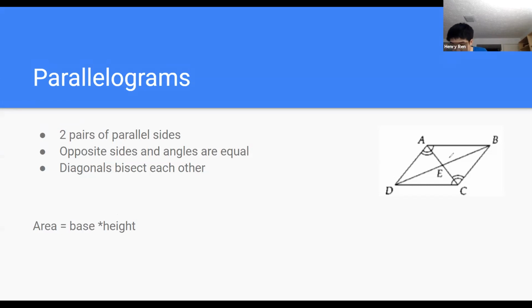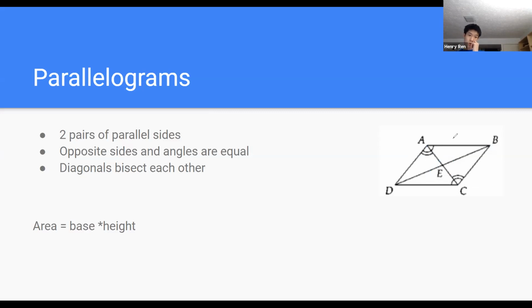The diagonals bisect each other. So that means that it forces them into two halves. And the area is just going to be base times height again. You would have to drop an altitude and multiply. And you note that this little triangle here can be placed over here to form a rectangle. Cool. Not much to talk about.